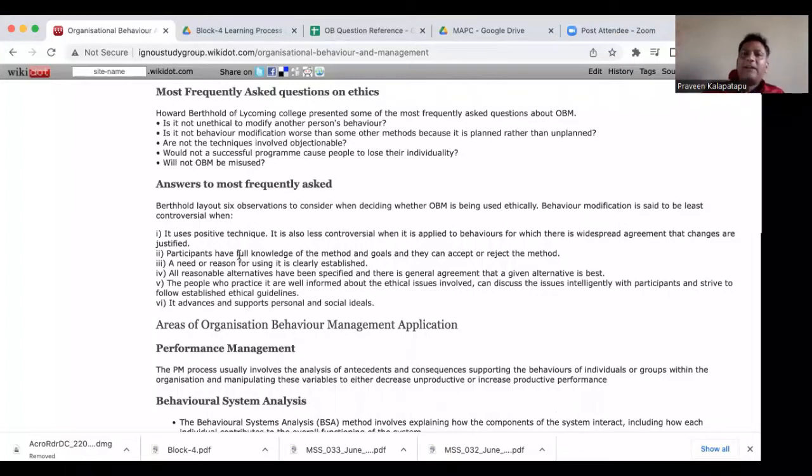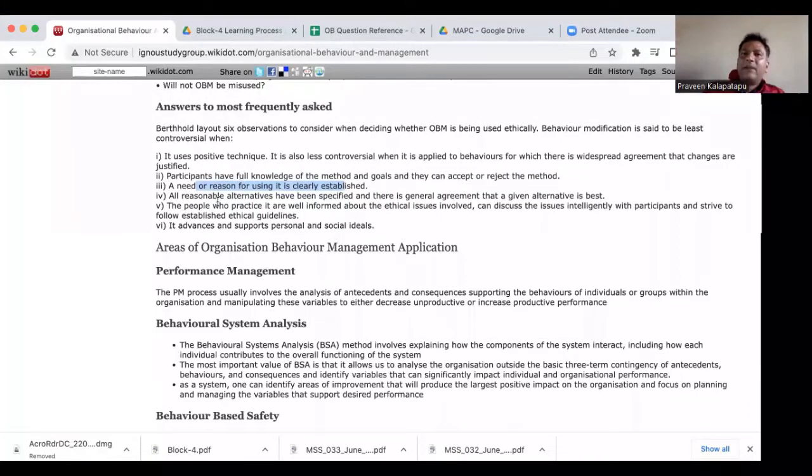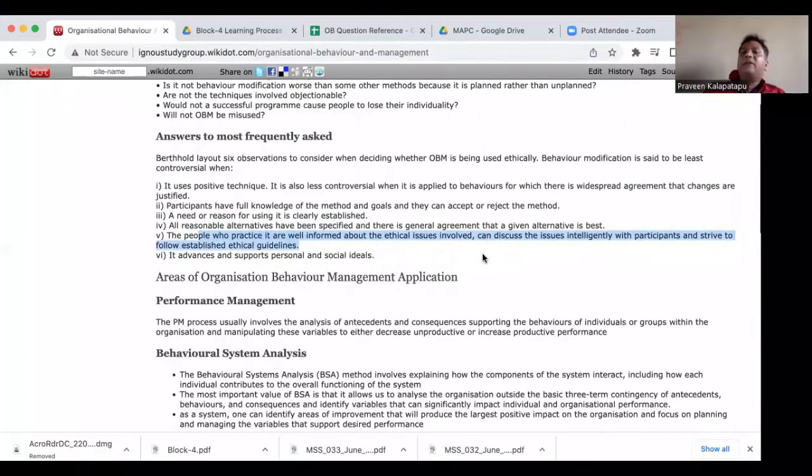Participation: obviously they know. I'm going to tell them what I'm going to do, so they are aware of whatever I'm trying to do to them. There is a reason that is clearly established. The reasonable alternatives have been specified, so you have alternatives which could be used to achieve that particular goal. People who practice it are well informed about the ethical issues involved. So obviously, the people who are practicing it would not misuse it because they very much know about the ethics.